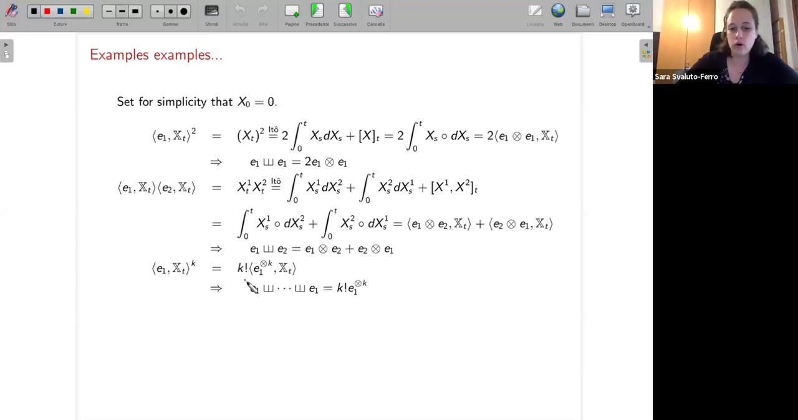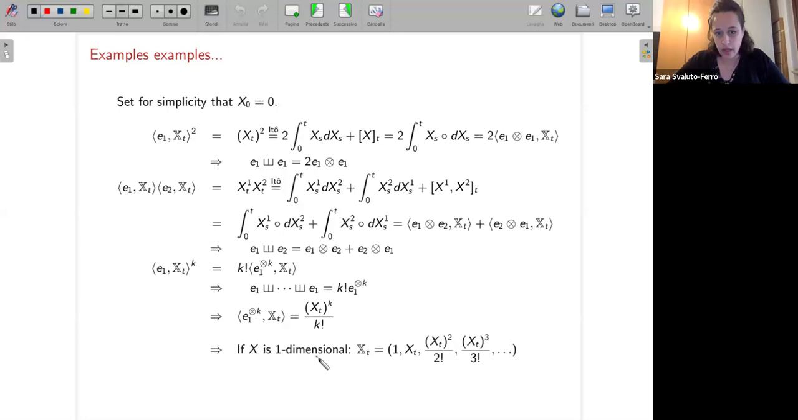And so you can conclude that since this one is xt, on the left-hand side we have xt to the power k, and this is the element 1111 of the signature. So if you have just one component, just one dimension, then the kth element of the signature is just the power k divided by k factorial, like a Taylor basis. Okay, this is an interesting thing. So if x is one-dimensional, what you get is a Taylor basis.